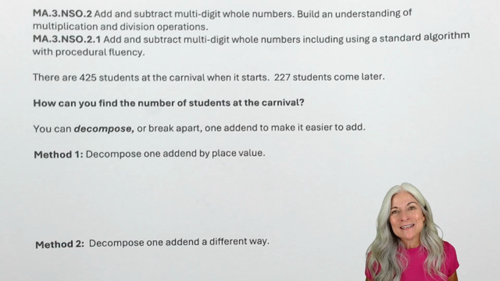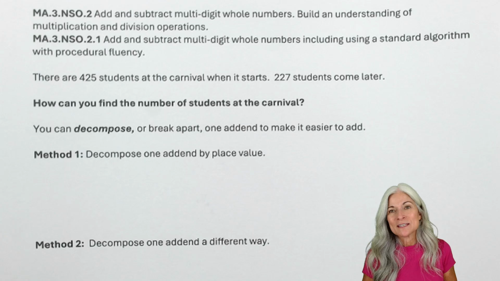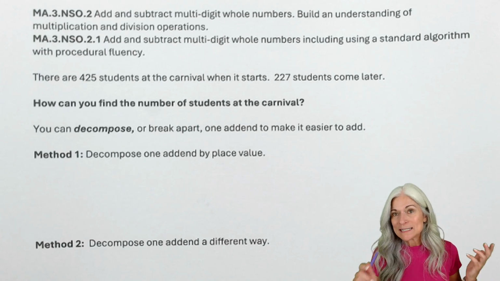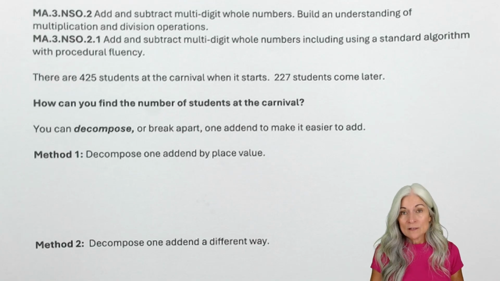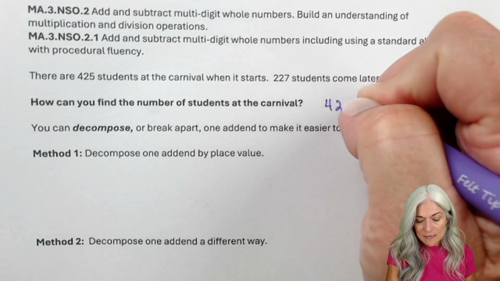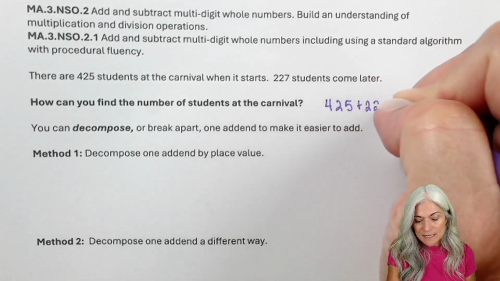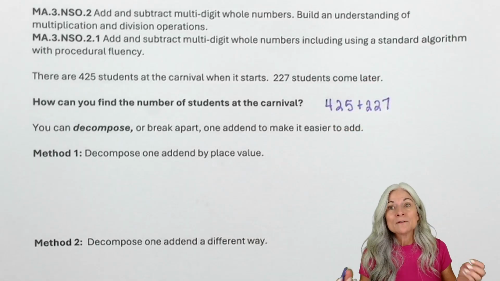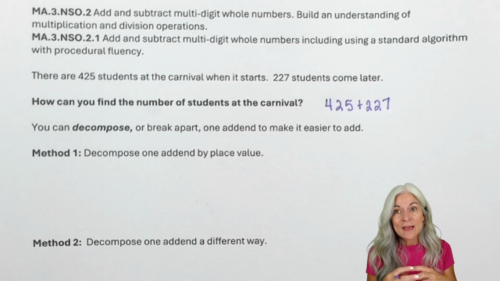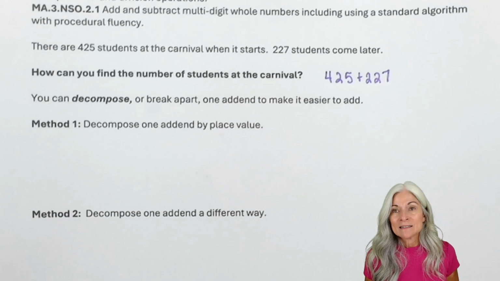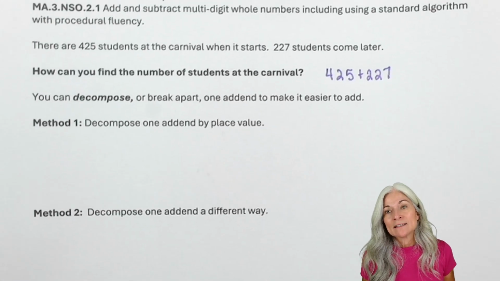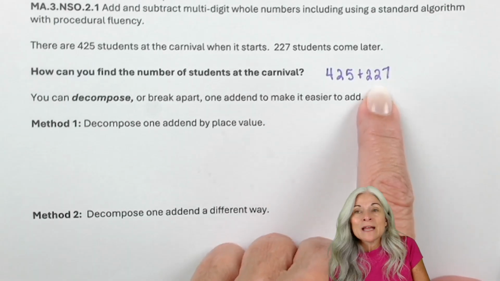All right, so in this one, there are 425 students at the carnival. When it starts, 227 students come later. So how can you find the number of students at the carnival? So they're adding 425 plus 227. So you can decompose. Great opportunity to review that definition with your students, or break apart one addend to make it easier to add. So first of all, we can decompose it by place value.